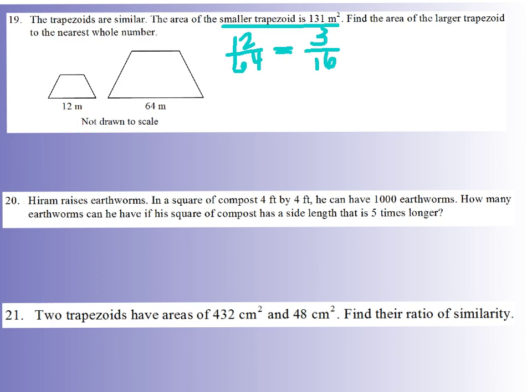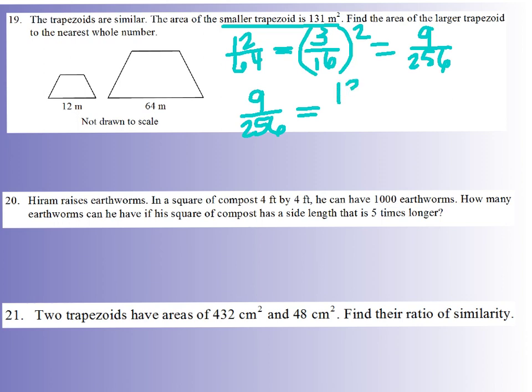So 3 over 16. To find the area of the larger trapezoid, I now need to find the area ratio, because this is just the perimeter ratio. So I'm going to take this and square it, and I get 9 over 256. I'm going to set up a proportion: 9 over 256, my area ratio, is equal to 131, since that's the area of the smaller trapezoid, over x, the area of the larger trapezoid, what I want to find.